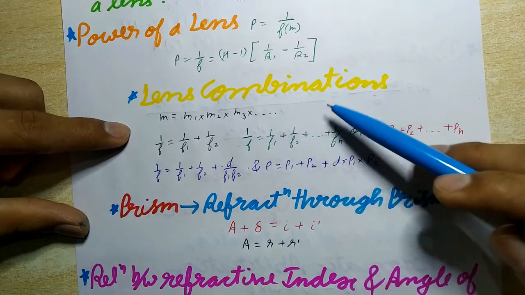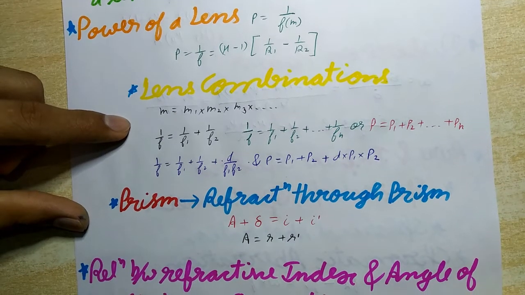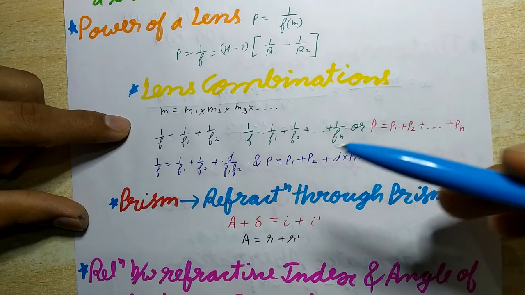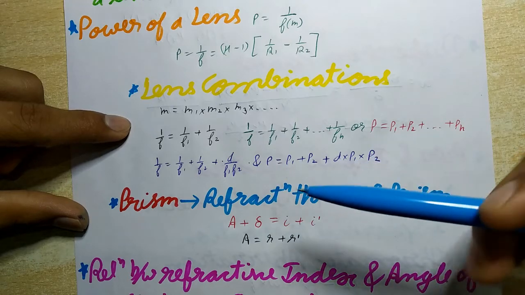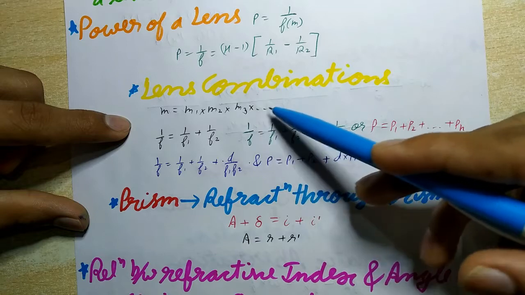Now next is lens combinations. When lenses are used in combination, each lens magnifies the image formed by the preceding lens. So the total magnification is equal to the product of the magnifications produced by the individual lenses. So m = m1 × m2 × m3 up to mn.